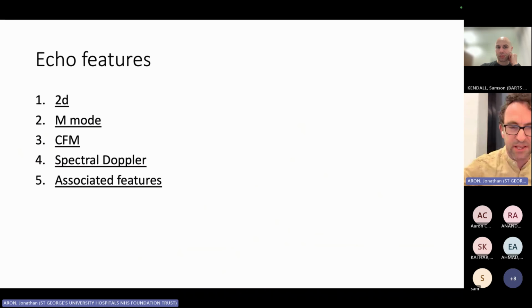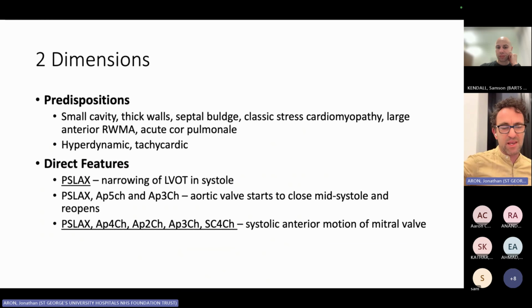I hope the clinical components are relatively clear, and I'm very conscious that it's an echo talk. So let's talk a bit about how you diagnose it on echo. To me, 2D is the most important thing.